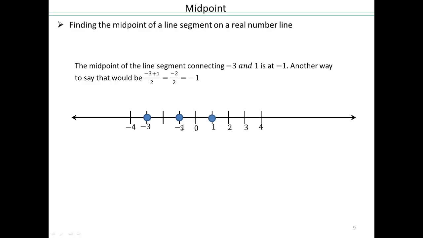Well, how do you compute it arithmetically? It will be negative 3 plus 1 over 2, which is negative 2 over 2, or negative 1. It's like taking an average, right? Because you want half the distance, that's why the 2 is on the bottom, half the distance between those 2 points, right? And then you're adding to it. So you can see it's the average of the 2 points that gives you the midpoint.